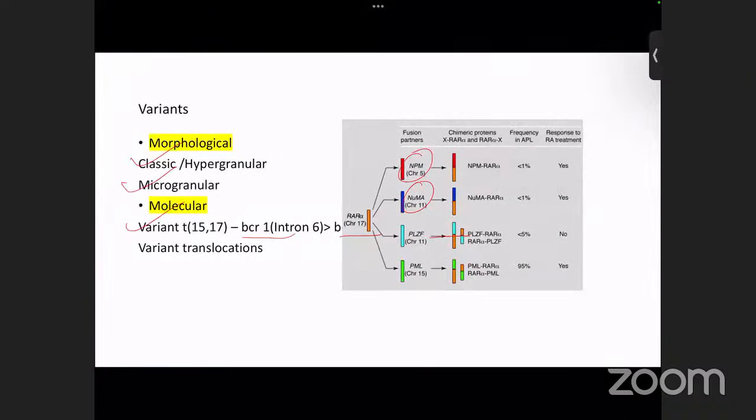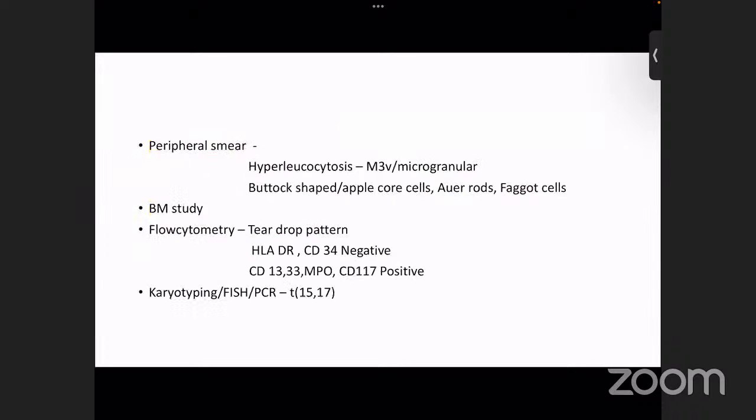Okay. So NPM, NUMA, PLZF, etc. This PML-RARA is the most common, 95%. PLZF is less than 5%, NUMA less than 1. So you should also know why there are different variant transcripts, because there are transcripts which do not respond to retinoic acid therapy, like PLZF. Okay. So in the smear, you see hyperleukocytosis, M3 variant.